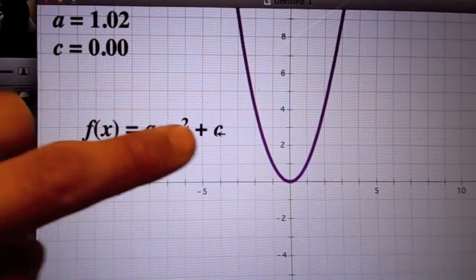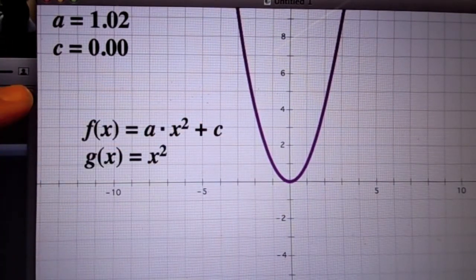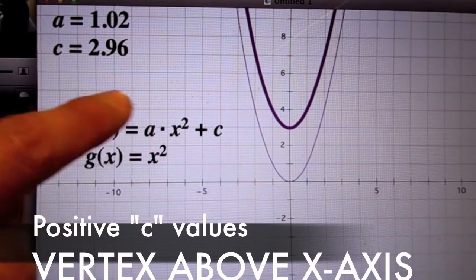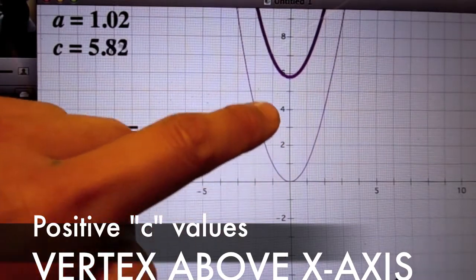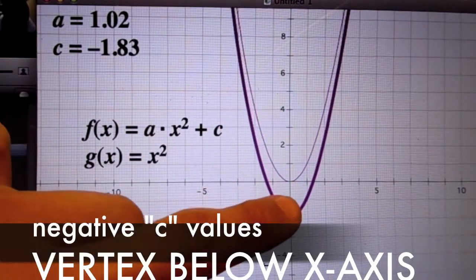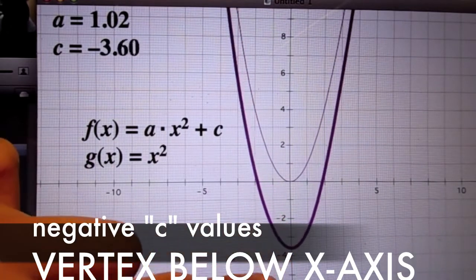So in regards to changing the c value, let's move the c value up. Whenever I increase my c value, or c is a positive number, it shifts the graph upward. And as the c becomes a negative value, it shifts the graph downward from the parent function.